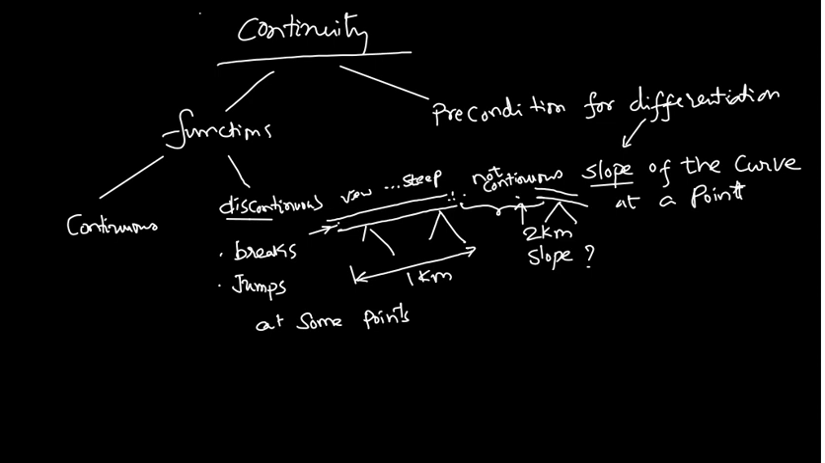In the same way, even if there is just one point at which the function is discontinuous or there is a jump, we call this entire function a discontinuous function. A function is defined in the interval a comma b, and in that interval the function is continuous or discontinuous. Continuous is very easy: no break, no jump. I'll tell you what this break or jump is.